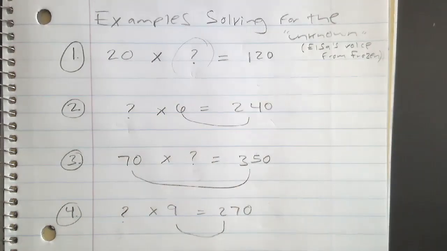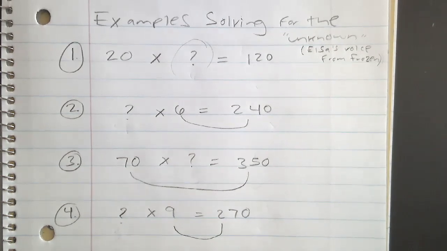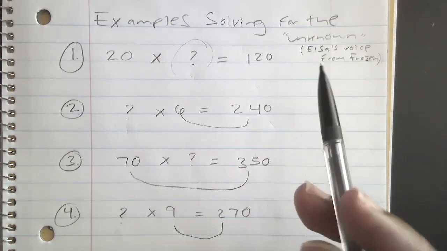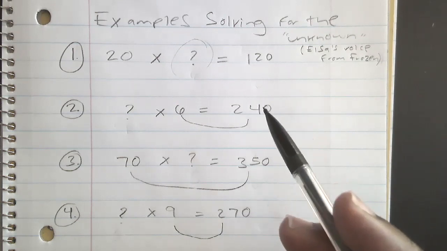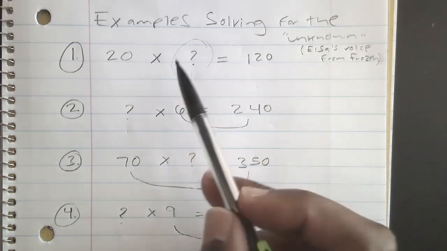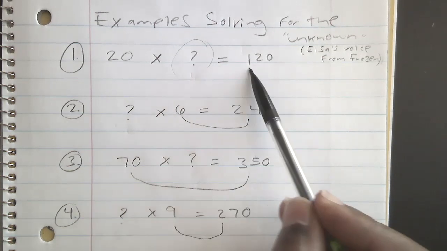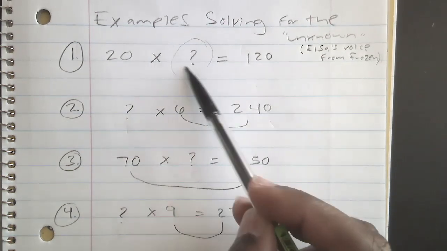All right, but taking a look, when we're doing this, we want to make sure that we are solving for the unknown number by simply using the inverse. So if I can't think of my multiplication, I think of my division. So my first example is 20 times what equals 120. How would I solve for this unknown number?